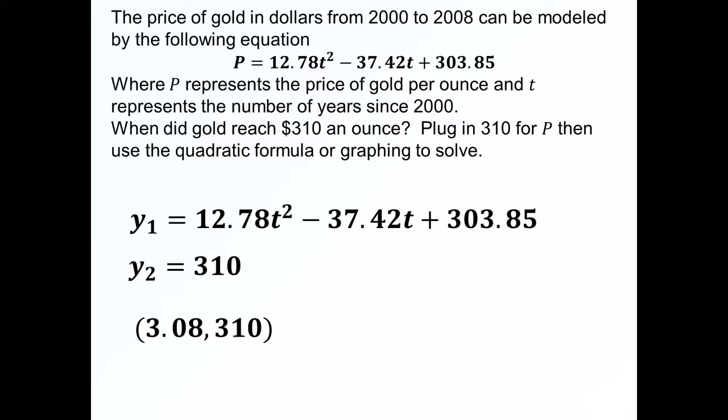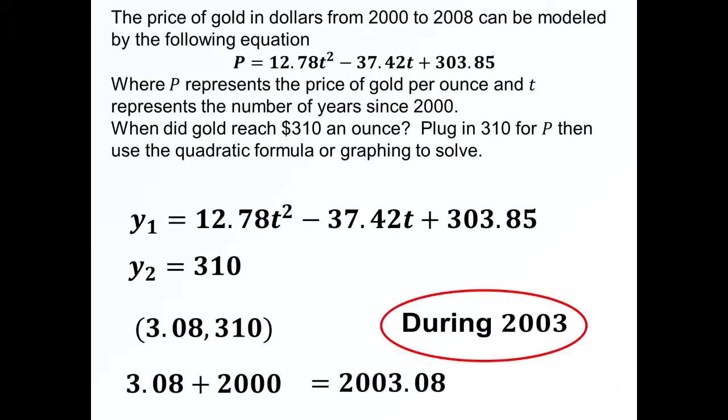Now we've got to figure out what those mean to us. Well, 3.08 is t, and t represents the number of years since 2000. So what we're going to do is take that 3.08 and add that to 2000. That's the number of years since 2000. So that would give us 2003.08. So basically during the year 2003, gold reached a price of $310 a share using that model. And that model is fairly accurate to what actually occurred.